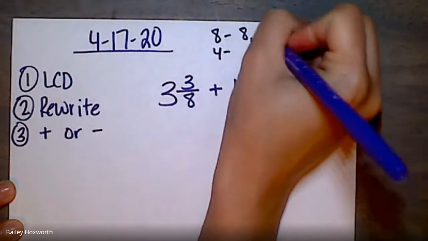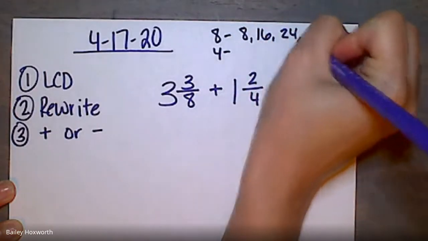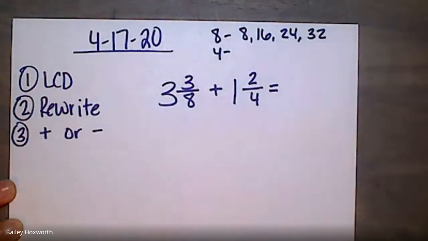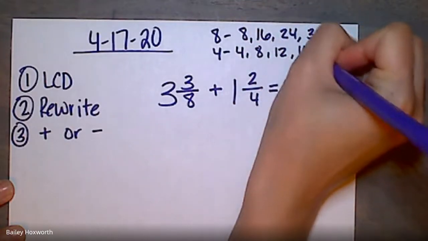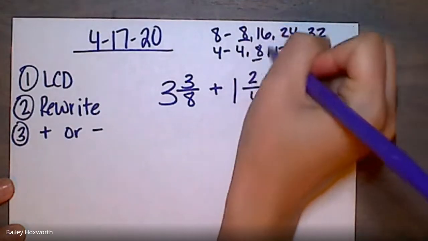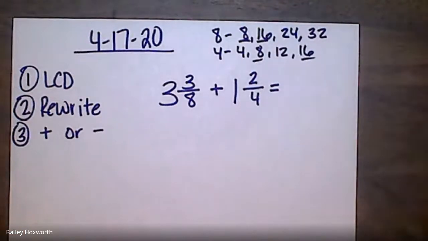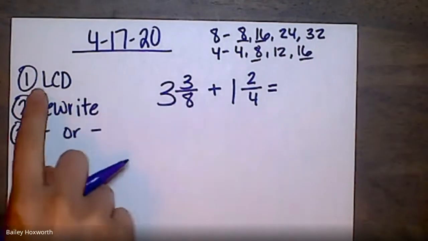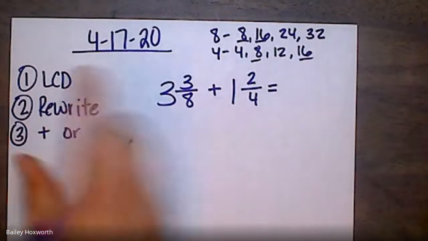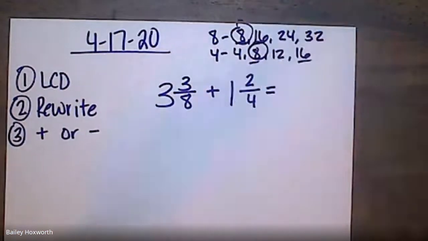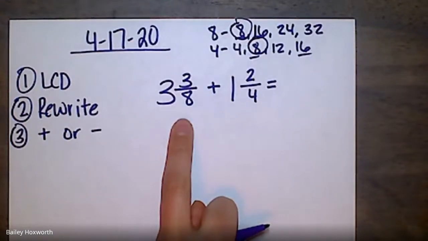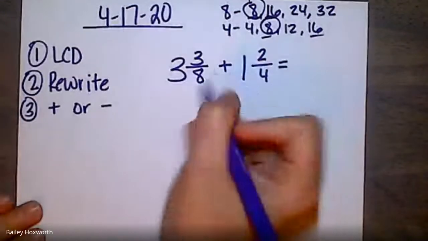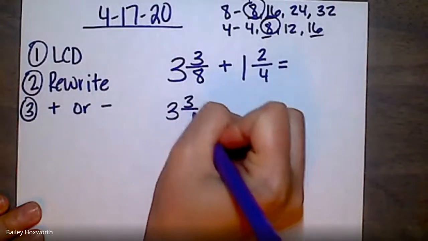Skip count. 8, 16, 24, 32. Skip count for 4. 4, 8, 12, 16. I have 2 that are in common, but I want to find the least common denominator. So the one they have in common that is least is 8. 3 and 3/8 already has a fraction with the denominator 8. So I'm going to leave this one alone, just bringing it downtown.